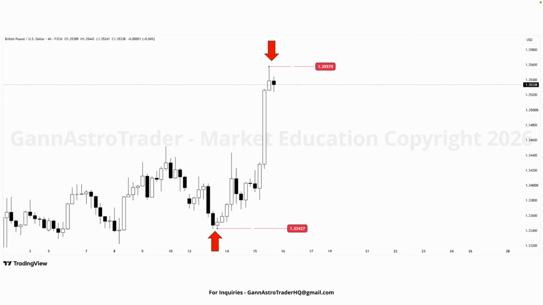Let's look at another real market example. This time we'll use the British pound against the US dollar on the 4-hour time frame. First, we'll identify a significant swing low and the corresponding swing high. These 2 points will serve as the foundation for our entire calculation.